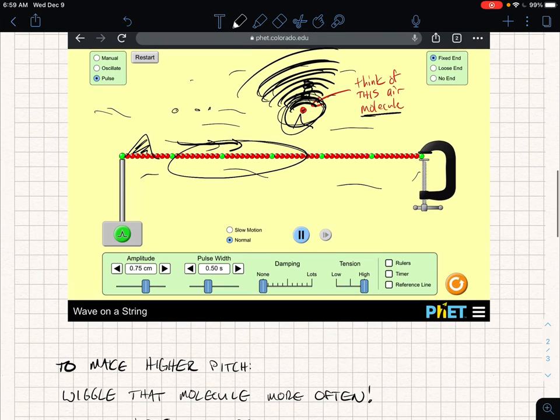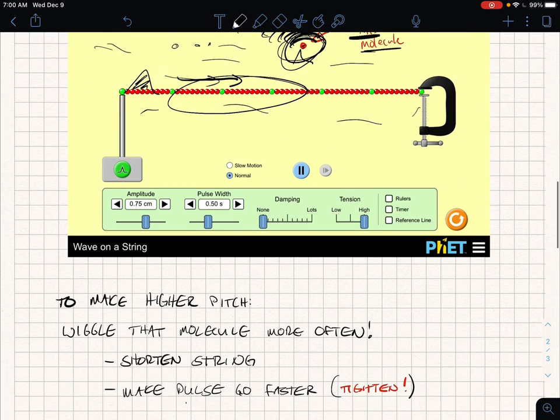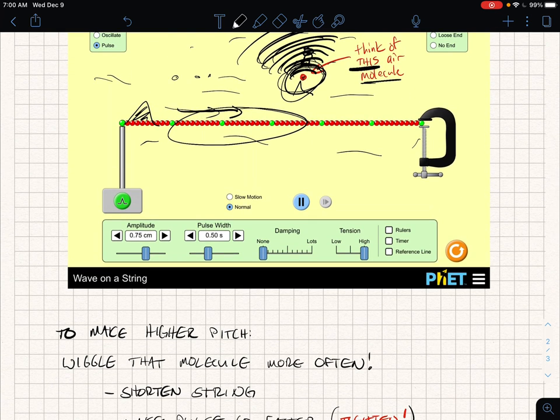Well, if I want this air molecule right here, instead of going bump, bump, bump, if I want it to be a higher pitch, I want this thing to get wiggled more often. I want it to go bump, bump, bump, bump, bump. And really there's only two ways of doing that. We could shorten the string. Right?